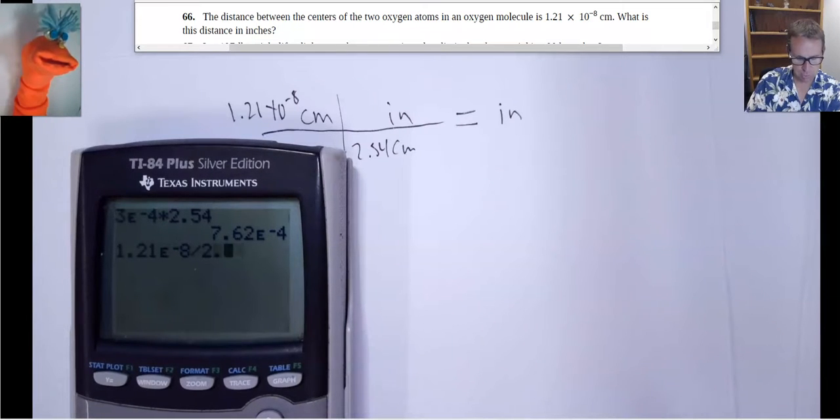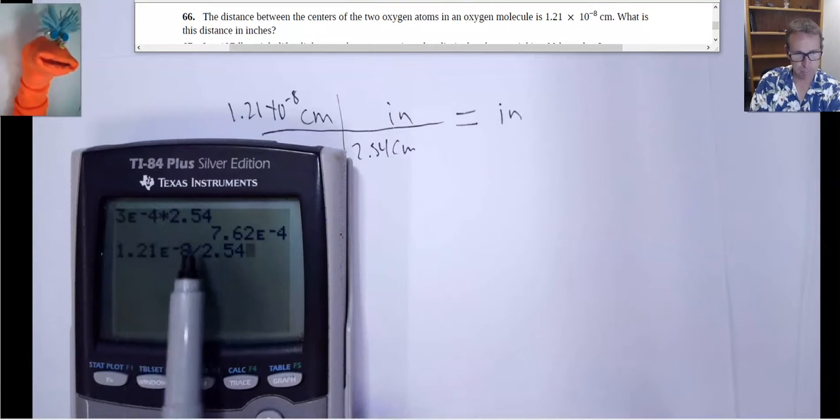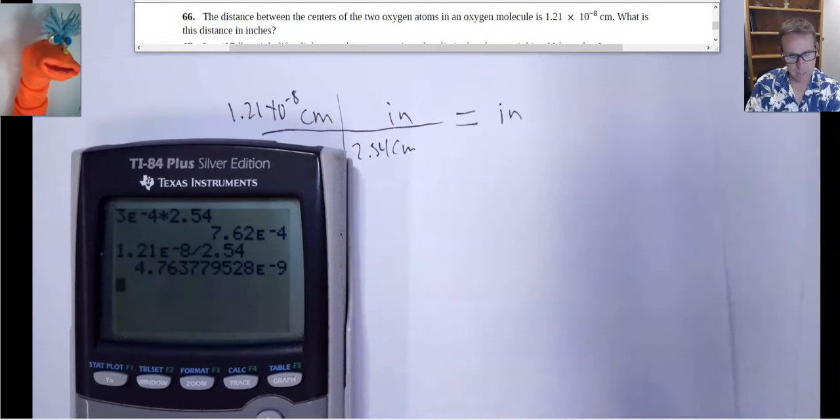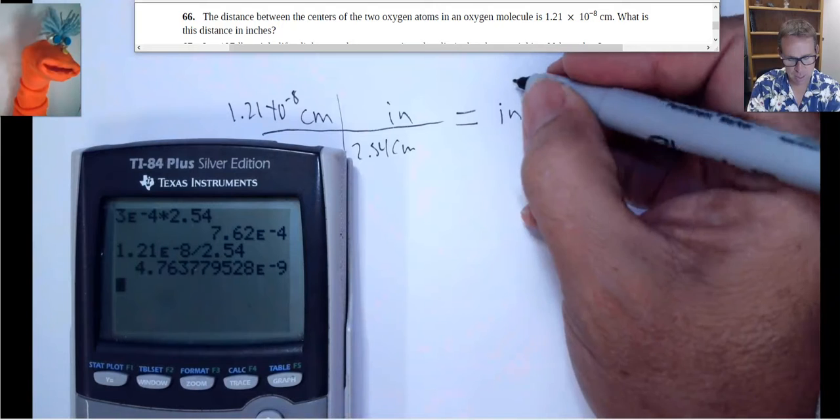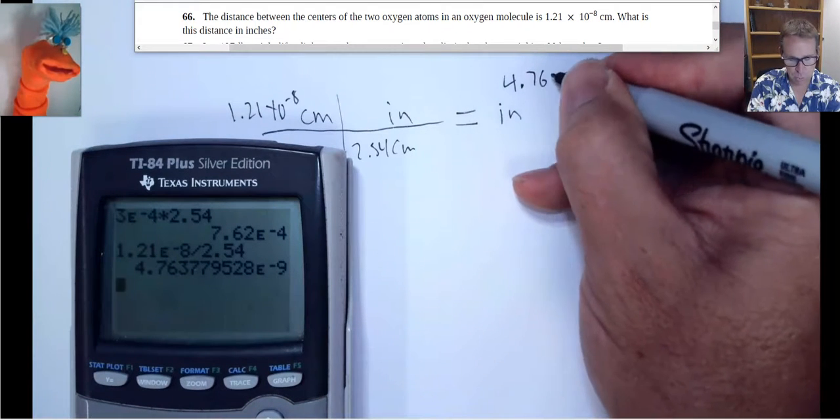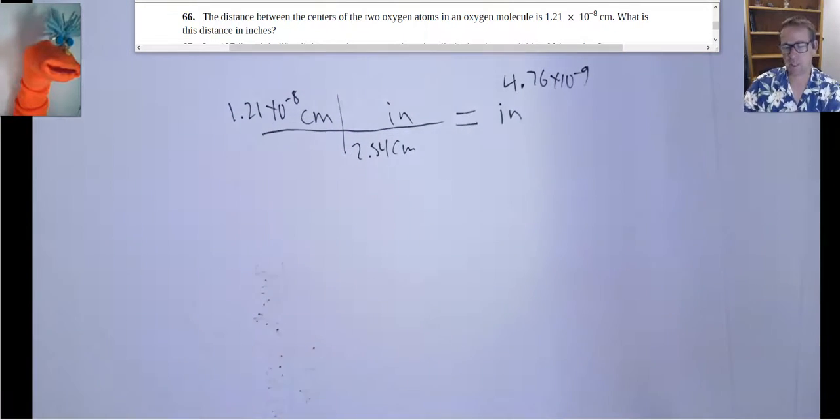Now it's very important that you remember how to write the scientific notation into your calculator that way. If you don't know how, go ahead and look on YouTube and try to figure out how to do that. But the result here is 4.76 times 10 to the minus 9. I have those three significant digits only, so 4.76 times 10 to the minus 9 inches. That's the distance between two oxygen atoms, 10 to the minus 9. So 4.76 nanoinches.